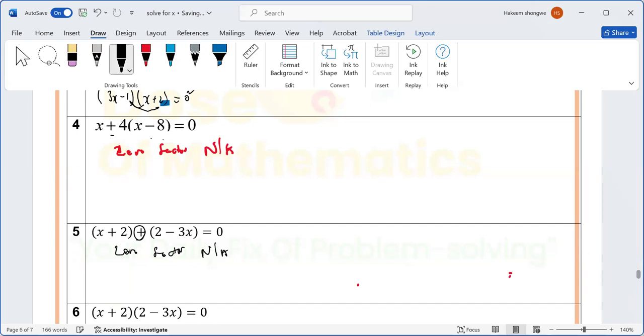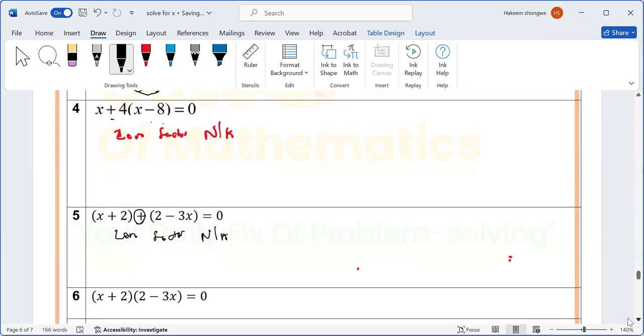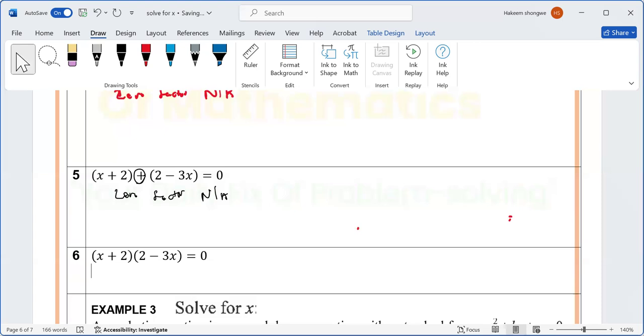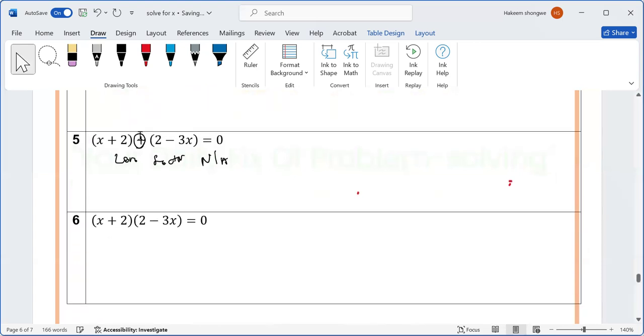Okay, let's go to the last one then. What about this one? What do you think on this one, number 6? It is applicable. Because look at this, we do have a 0. We also have our brackets multiplying each other. They are not adding each other, but they are multiplying each other. If it applies, let's apply it then. What are we going to say?